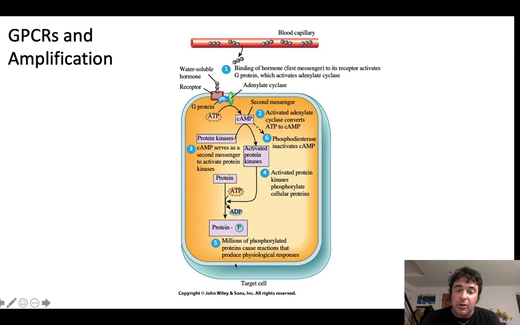From that single ligand binding, that single hormone up here binding, you get millions of activated proteins in the cell that can produce a whopping physiological response, whatever that physiological response is. Maybe it's breaking down glycogen, maybe it's building up lipid reserves, whatever it is. You can get a whopping physiological response. So protein kinases turn other proteins on.